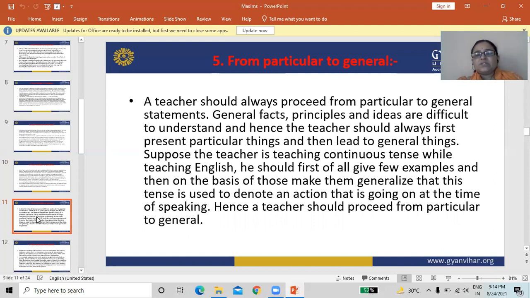Suppose the teacher is teaching the continuous tense while teaching English. He should first of all give a few examples and then, on the basis of those, make them generalize that this tense is used to denote an action that is going on at the time of speaking. Hence, a teacher should proceed from particular to general.